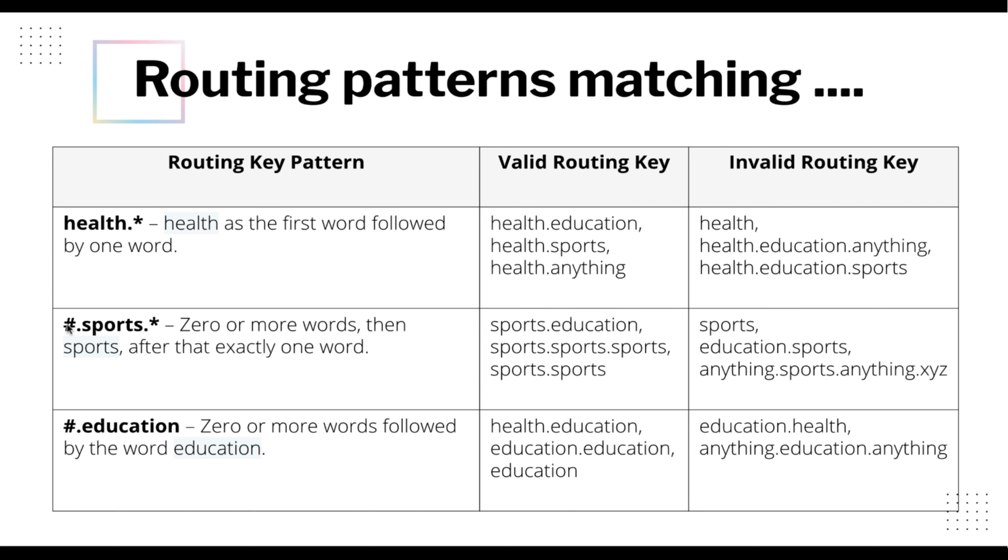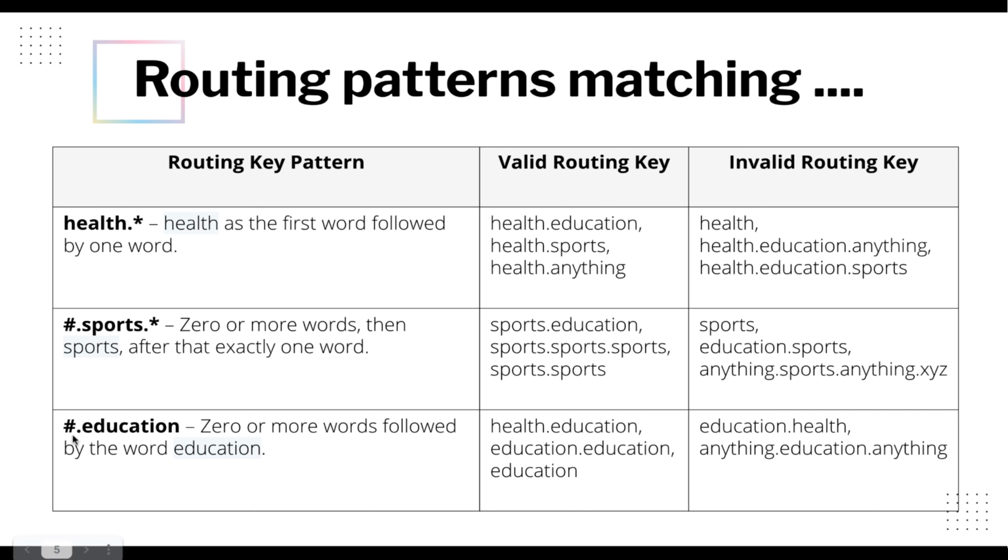Next example, let's say hash.sports.star. 0 or more words, then sports, after that exactly one word. So sports.education is a valid key. Sports.sports.sports is also a valid key. Sports.sports is also a valid key. Invalid routing keys are sports, because after sports it expects at least one word. Then education.sports is also invalid.